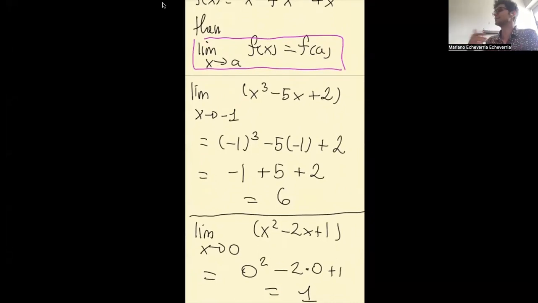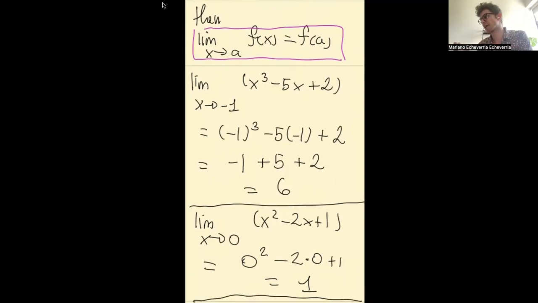In fact, if you notice, what we were doing in the previous problems was simplifying your expression so that it would become either a polynomial or a ratio of polynomials where you could just plug in easily. That's why the polynomial case is useful, because the goal is to get to either a polynomial or a ratio of polynomials where you can just plug in literally.